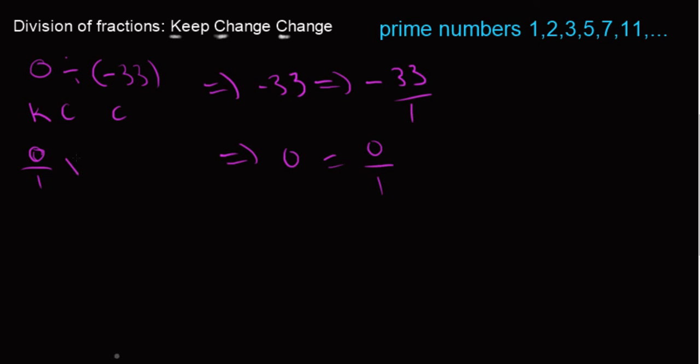I'm going to change to times. I have a negative 33 over 1. I've got to flip that. So it's going to be 0 over 1 times negative 1 over 33. So 0 times 1 is just 0. 1 times 33 is 33. So that just equals 0.